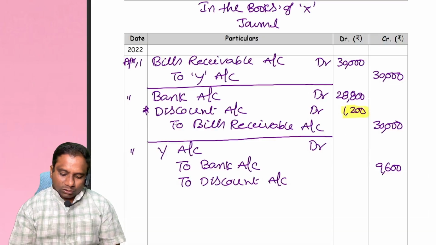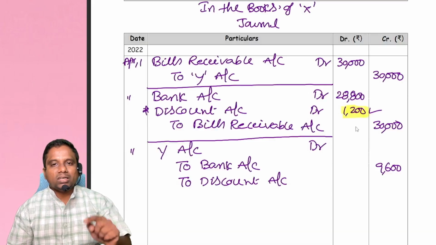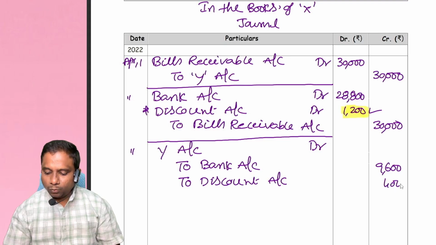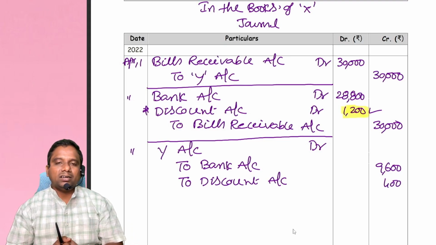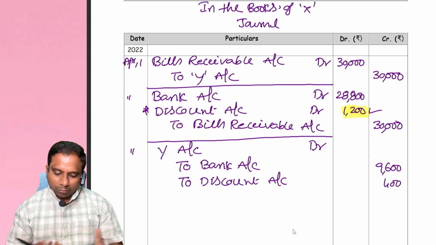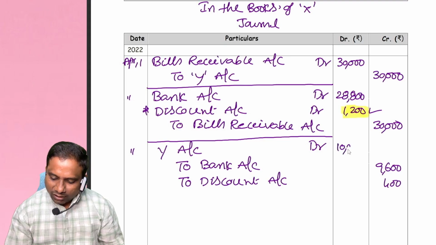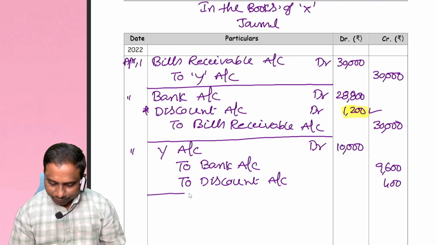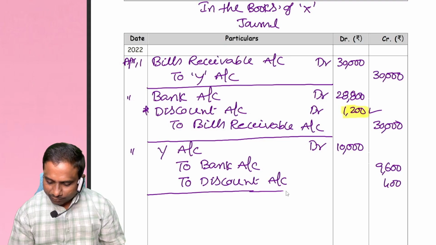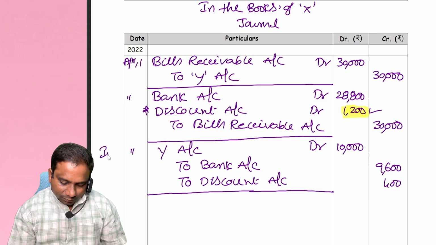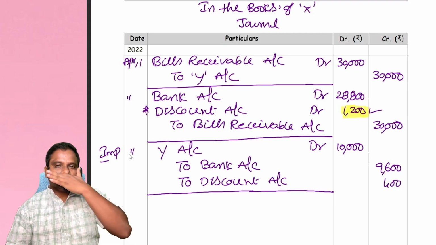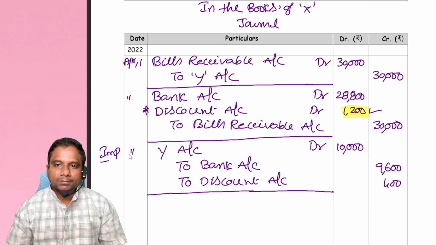Already in X's books, the discount account is debited with how much? 1,200. Now reduced by 400 rupees. But the difference of 800, ultimately who is bearing this? X. Okay. So now total Y account is debited with 10,000 rupees. This entry is the difference between trade bills and accommodation bills.